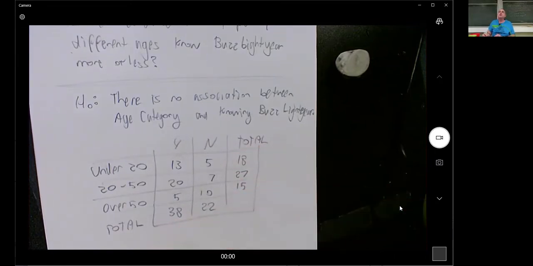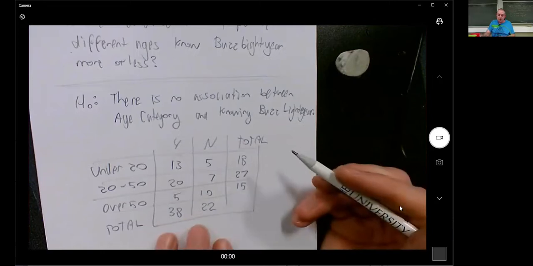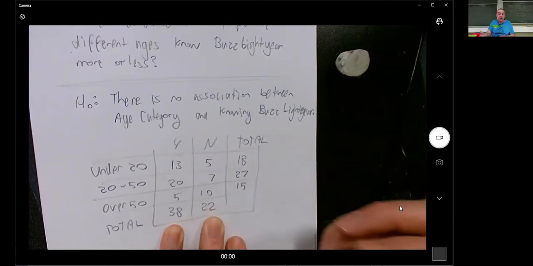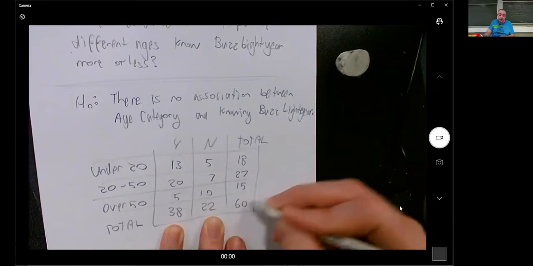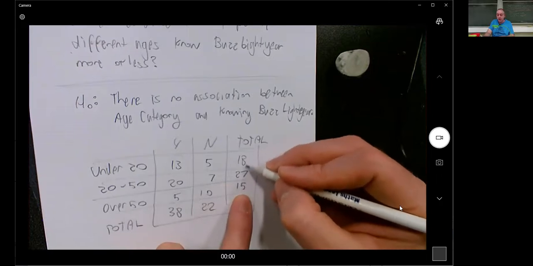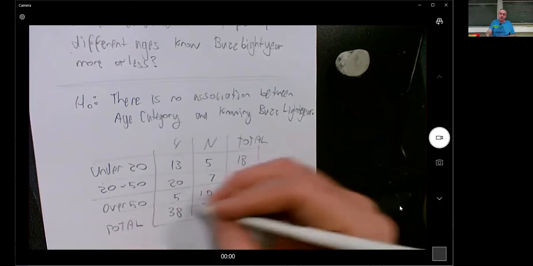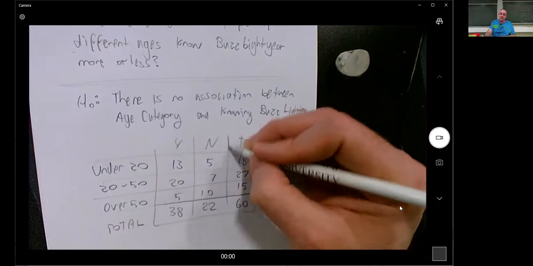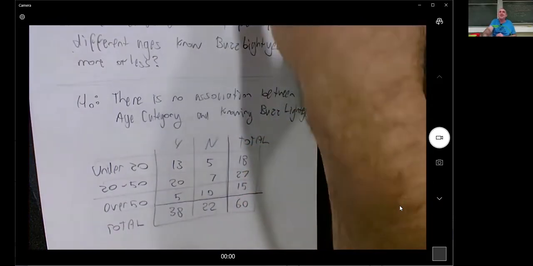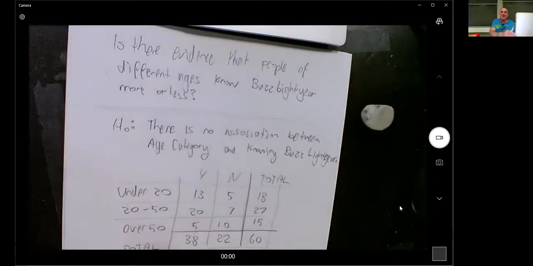And the total, just to be sure, is 38 plus 22, which is 60. And let's see, we've got 40 and 20. Yep. Okay, so it adds up correctly in both directions. I've made an even number of mistakes, maybe none, maybe more than one, but they've canceled each other out.